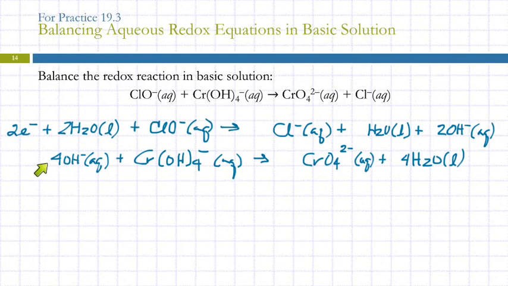Down here I have 4 minus charges and 1 minus charge. So that's a total of -5. Over here, I have -2. I need to add electrons to make it -5, so I need 3 electrons. Begin with the 3 and 2 thing.